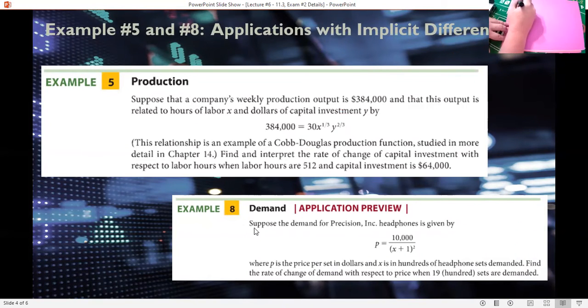All right, let me jot down the question, 384,000. And this time I have some fractional exponents. And when we're done, we're going to use the point (512, 64,000). Let me put that down here.